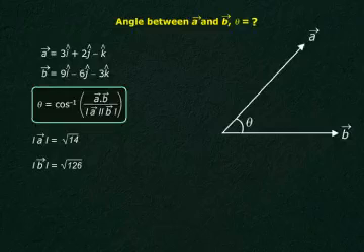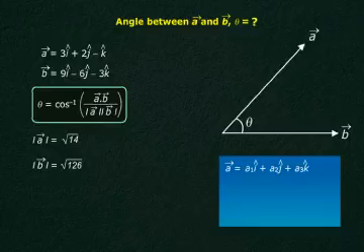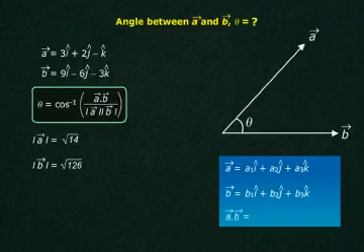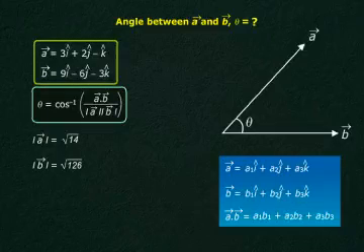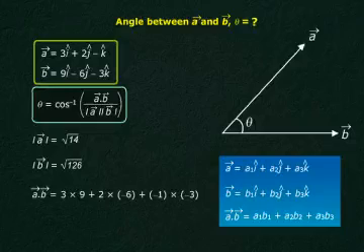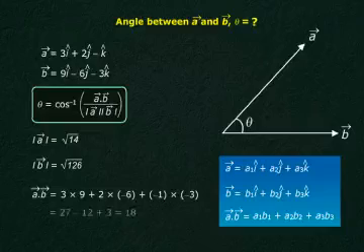Now how do you find the dot product of two vectors? Let's say vector A equals a1i cap plus a2j cap plus a3k cap, and vector B equals b1i cap plus b2j cap plus b3k cap. Then we have vector A dot vector B equals a1b1 plus a2b2 plus a3b3. So look at vectors A and B in this case. We have vector A dot vector B as 3 into 9 plus 2 into minus 6 plus minus 1 into minus 3, or simply 27 minus 12 plus 3, or 18.